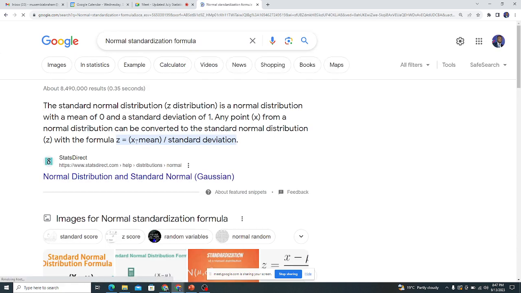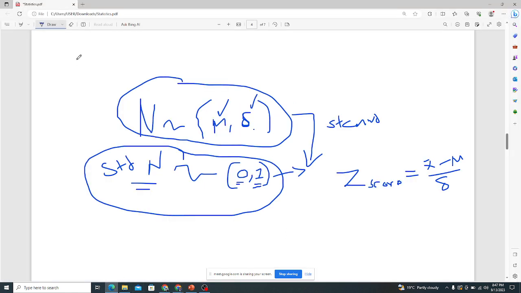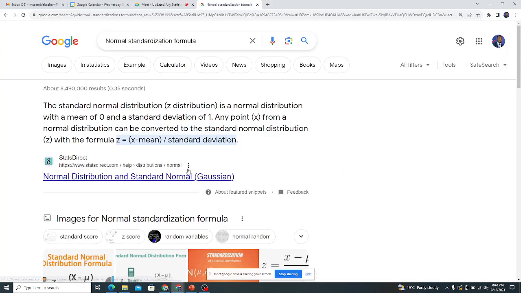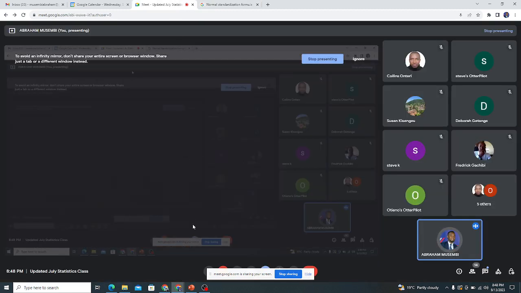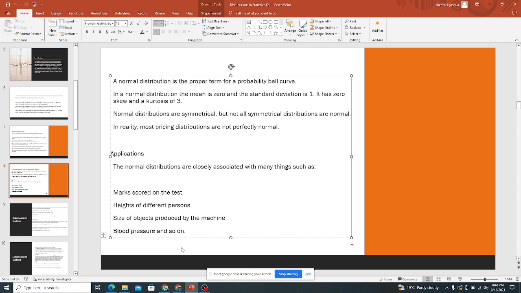Yes, it is this one. It is the xi's minus the mu, which is the mean, divided by the standard deviation. You can see that it is the z formula, that is the x values minus the mean, divided by the standard deviation. Okay, so that's how we can standardize a normal distribution using that function.